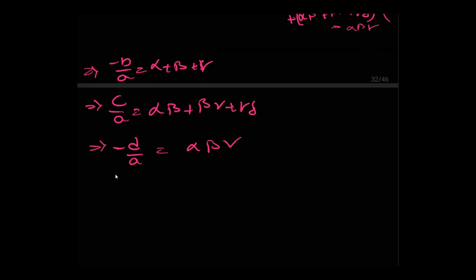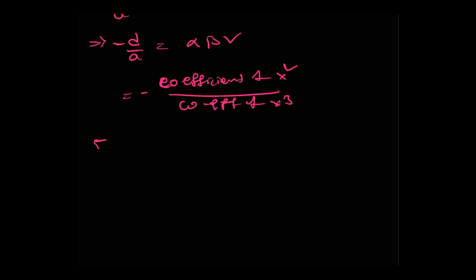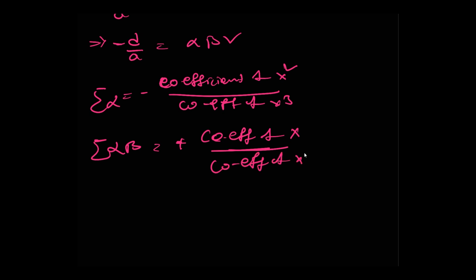That means we got that the sum of roots taken one at a time is equal to minus coefficient of x square by coefficient of x cube, and the summation of roots taking 2 at a time is equal to plus coefficient of x by coefficient of x cube, and the product of roots taking 3 at a time, alpha beta gamma, is equal to minus constant by coefficient of x cube.